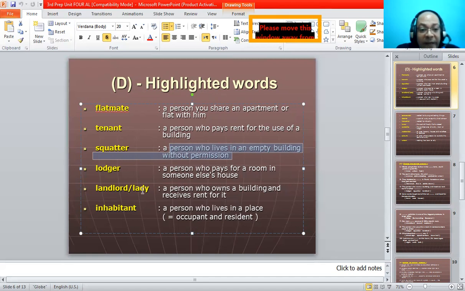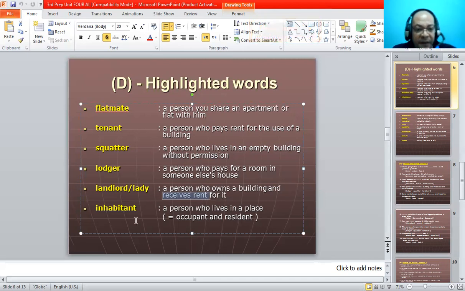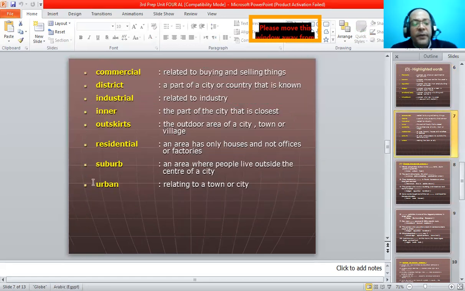Then we come to landlord or landlady, the owner of the place. So it's a person who owns a building and receives rent, who collects the rent. So landlord or landlady: a person who owns a building and receives rent. Inhabitant equals occupant and resident: a person who lives in a place. Okay, let's move to the one after.